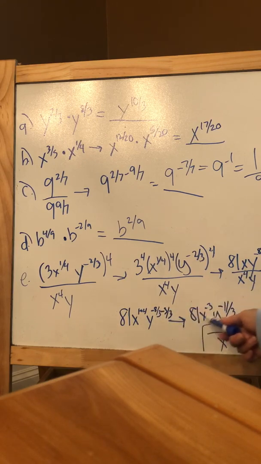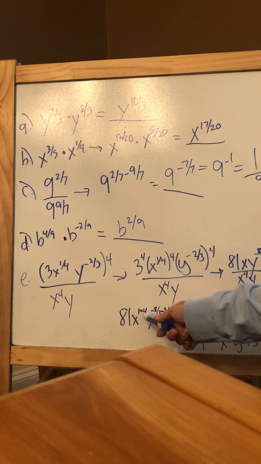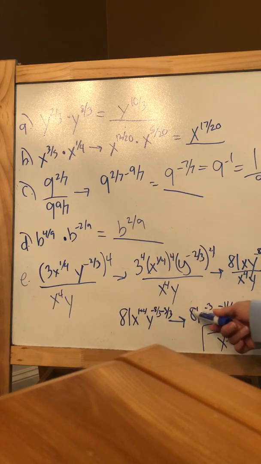So now we're going to combine everything. So we have 81x to the 1 minus 4, which is -3. 81x to the -3. Combine your y exponents to get y to the -11/3. Now drop your negative exponents down to the denominator here for your final answer. 81 x to the 3rd, y to the 11/3. All right. Let's move on.